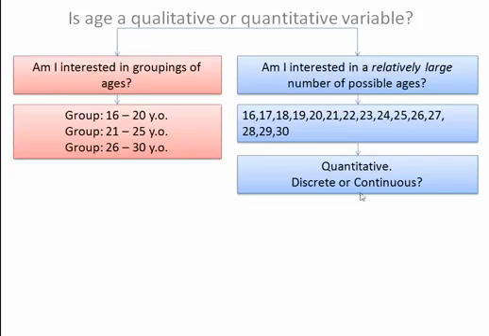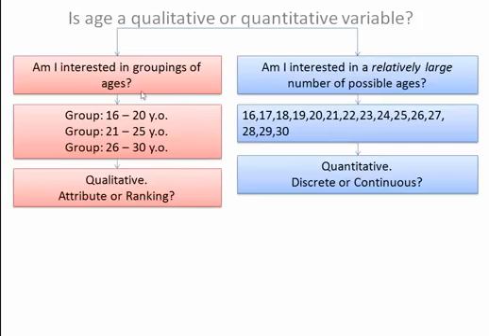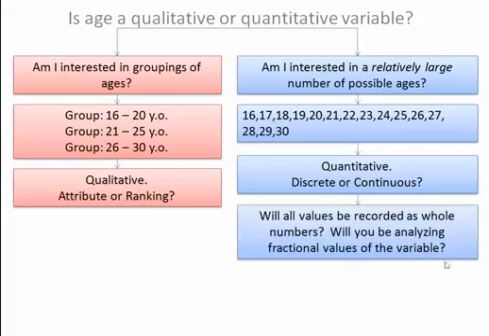Now, the next question that I find myself asking when doing research is whether a variable is actually discrete or continuous if it's quantitative. So if it's quantitative, is it discrete or continuous? If I find myself working with groupings and I want to analyze those groupings, I need to ask myself whether or not it's an attribute or whether the data is rankable. And that's going to change the type of statistical analysis strategy that I actually use.